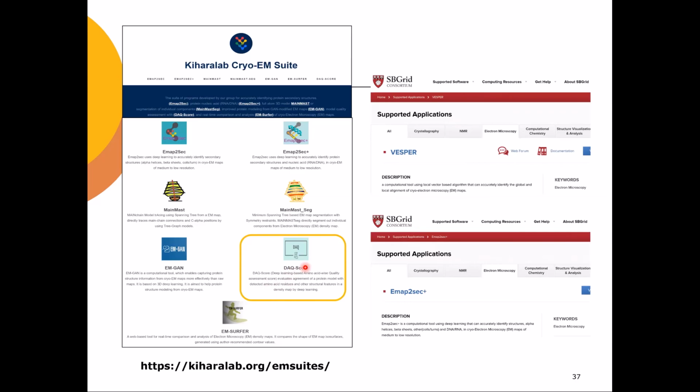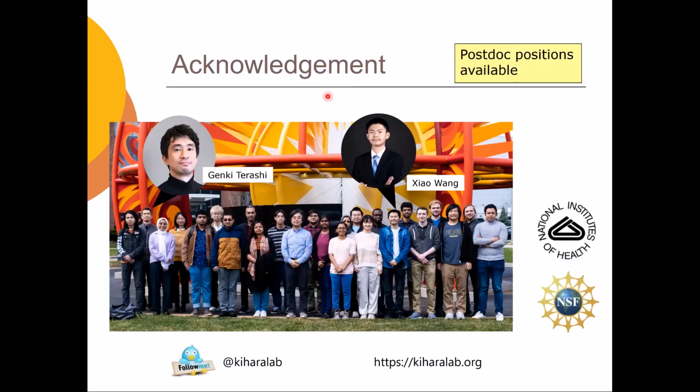Here is DAQ. This was done by Dr. Genki Terashi, a research scientist in my lab. And the DAQ score and the EMAP2SEQ plus were done by Shao Wan, a CS graduate student.